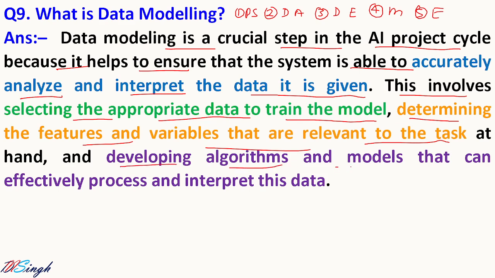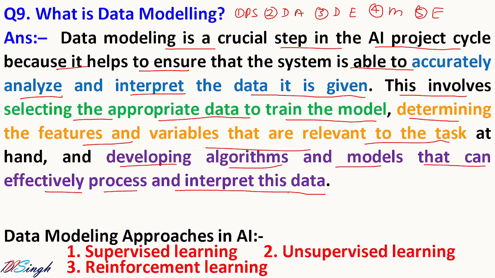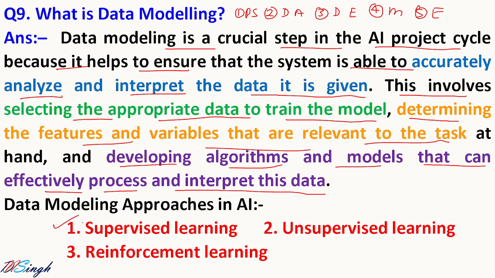Developing algorithms and models that can effectively process and interpret this data. The next step is to develop a model or algorithm that can effectively interpret and process that data which we have prepared in the modeling stage. There are different modeling approaches, like I have already mentioned. Supervised learning has two parts, classification and regression. Unsupervised learning and reinforcement learning also have two parts. While we discuss the learning based approaches in detail, there we will see the different parts and their distinctions.